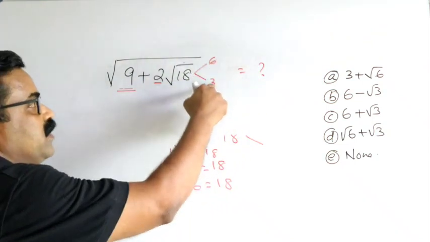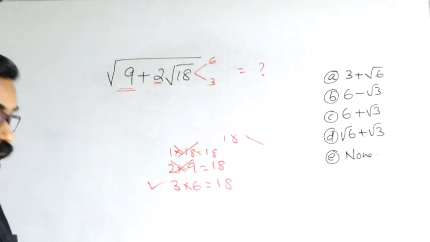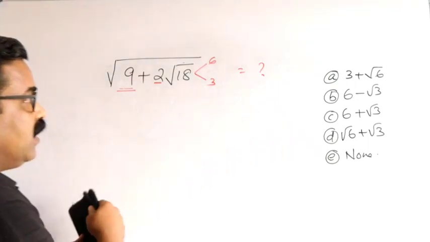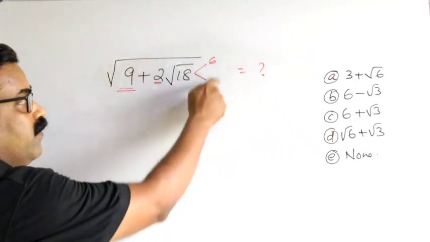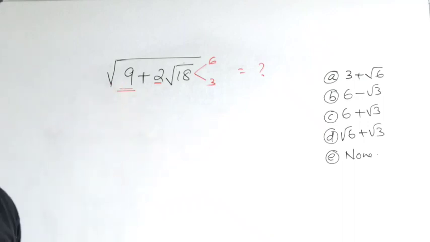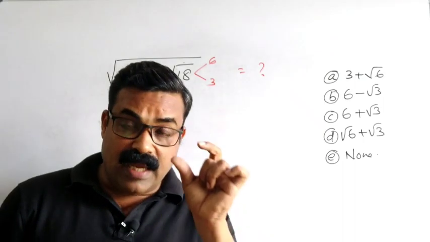And I am getting 6 plus 3 is equal to 9. So I have selected the factors of 18 in such a way that when you add these two numbers, you should get 9. Understand very, very clearly this type of question.